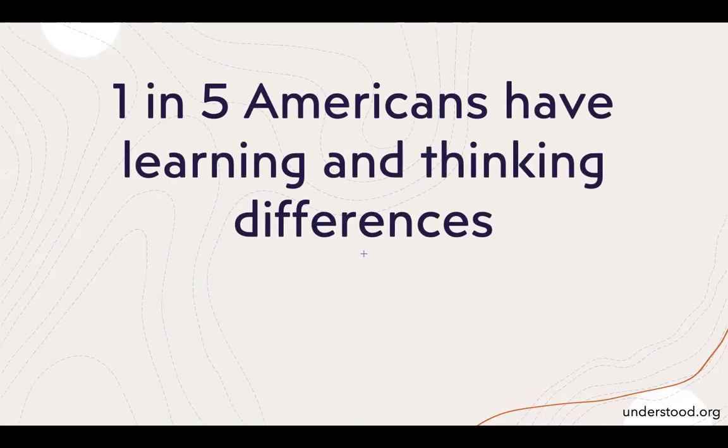So 1 in 5 Americans have learning and thinking differences. And I just wanted to emphasize the idea that learning and thinking differences are normal, right? So we all learn and think a little bit differently. And this 1 in 5 statistic has to do with Americans who have been identified or self-identify as learning and/or thinking differently than the average person.